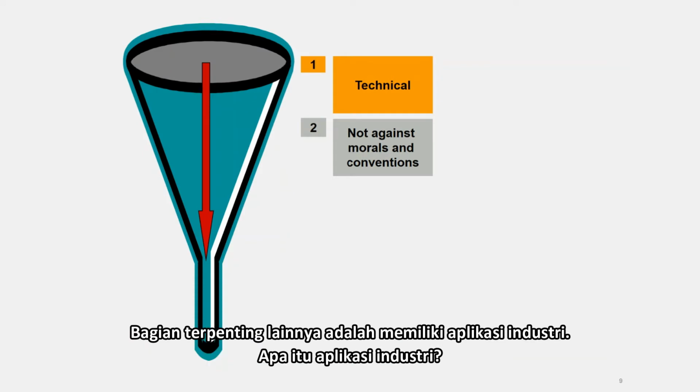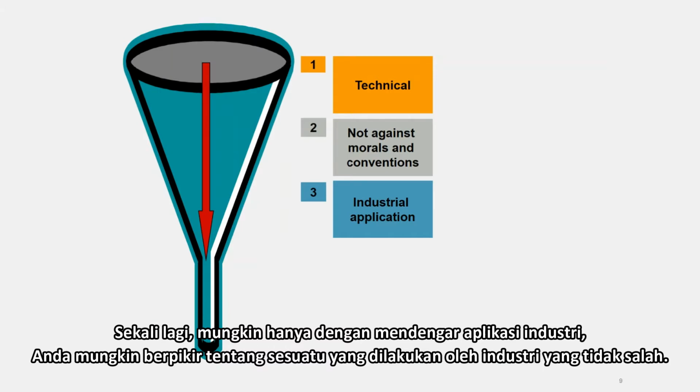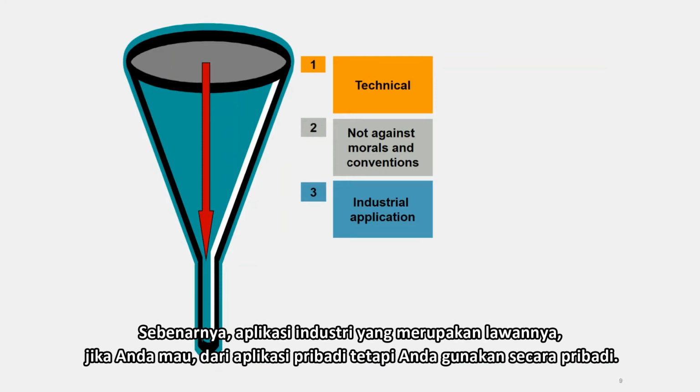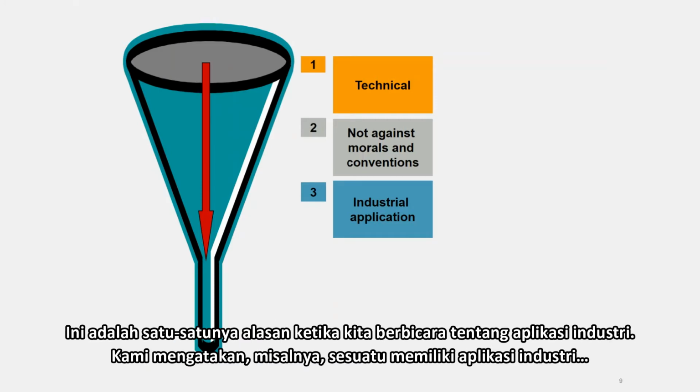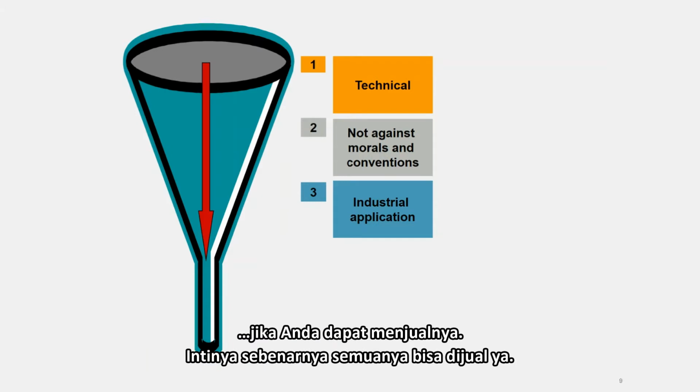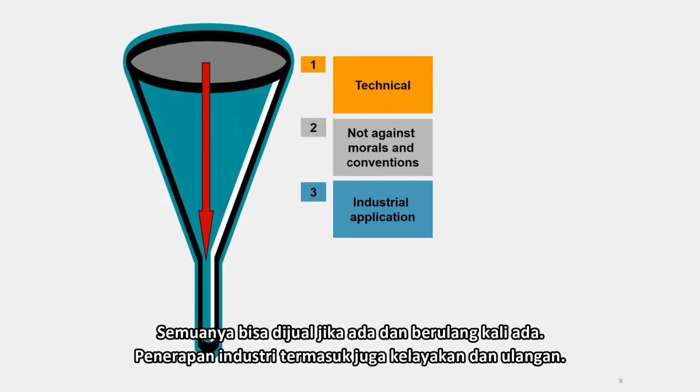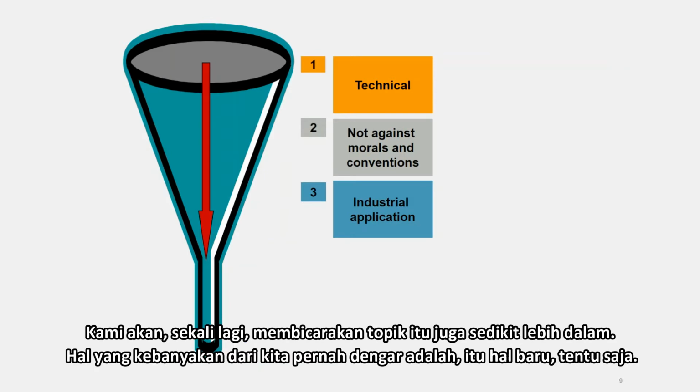Then another very important part of it is to have an industrial application. What is an industrial application? Again, maybe just by hearing industrial application, you might think of something which is done by the industry, which is not wrong. In fact, industrial application is the counterpart, if you want, of private application, what you use in private. But it is not the only reason when we are talking about industrial application. We say, for example, something has an industrial application if you can sell the thing. The point is like, yeah, everything can be sold. Yes, everything can be sold if it is there and it is repeatedly there. So industrial application includes also the feasibility and the repeatability. We are going again to talk about that subject also a bit more in depth.